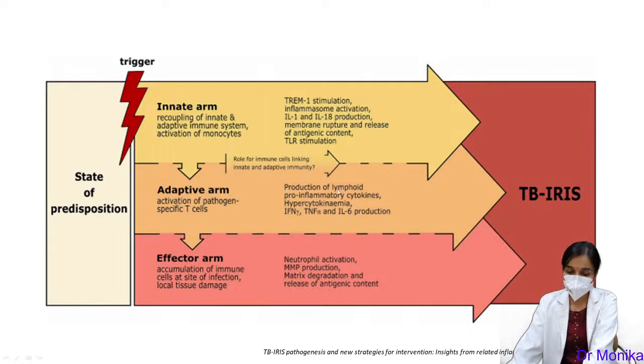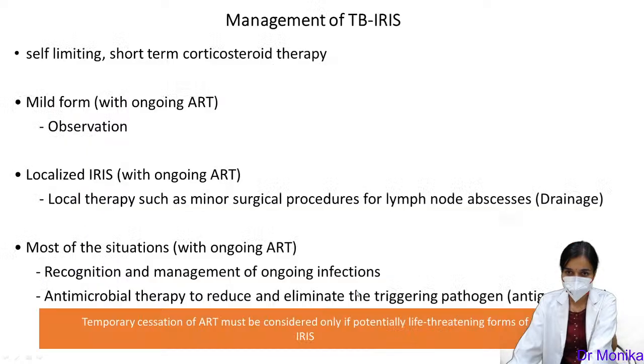Because of the accumulation of all these immune cells at the site of infection, this will lead to local tissue damage due to neutrophil activation, which will secrete metalloproteinases, leading to matrix degradation and release of antigenic content.